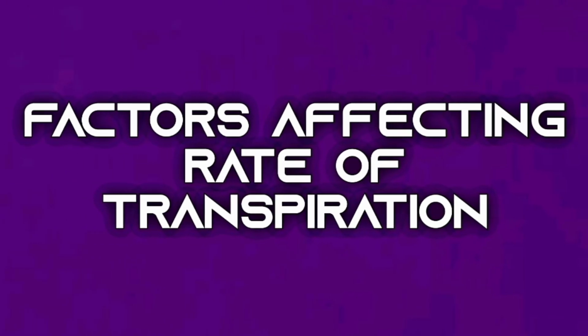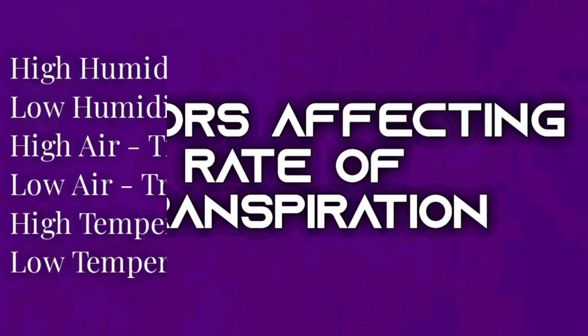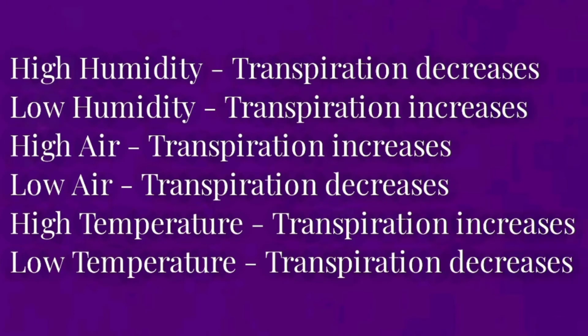Factors affecting the rate of transpiration. When there is high humidity in the atmosphere, the transpiration in a plant will decrease. It is because when the total amount of water vapor in the air increases, there is no more space left for more evaporation of water. That's why the transpiration will decrease.